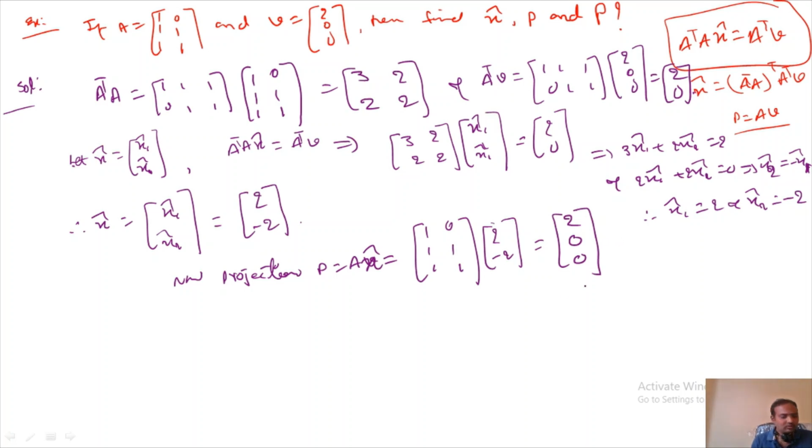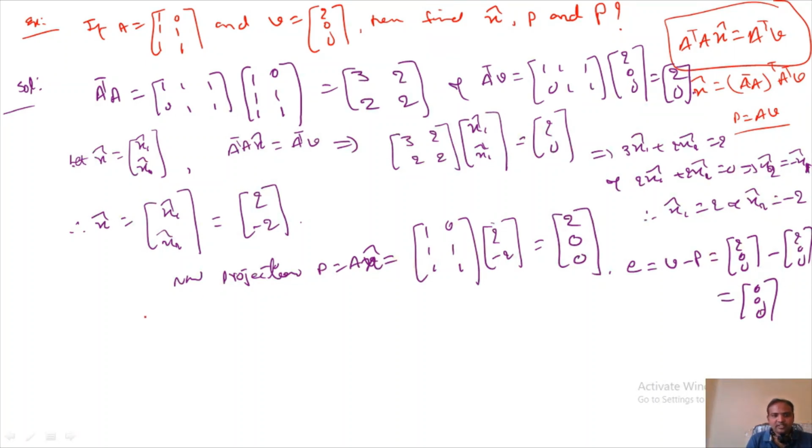So now, what is the error vector? This error is v minus p. This error is always perpendicular to the column space. V minus p, where V is 2 0 0, minus p, which is 2 0 0. This is the null vector, the 0 vector. Already you know the 0 vector is always orthogonal to every vector. That's why we are getting exactly the projection. That is exactly the shadow, there is no error.